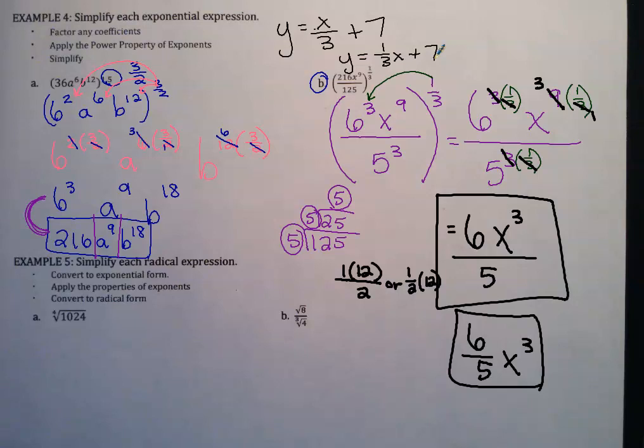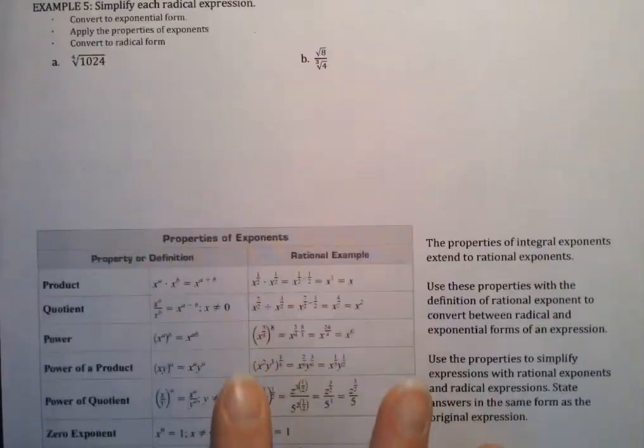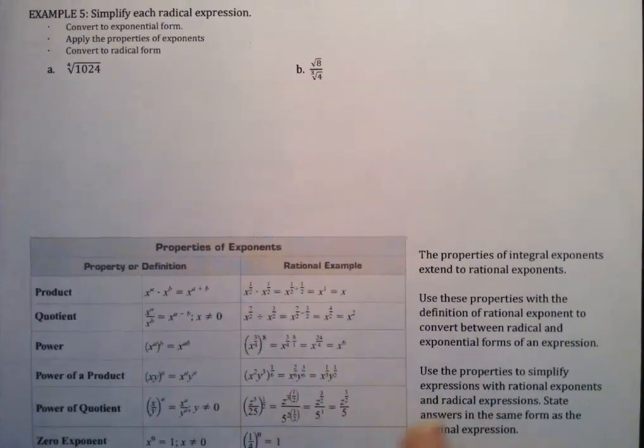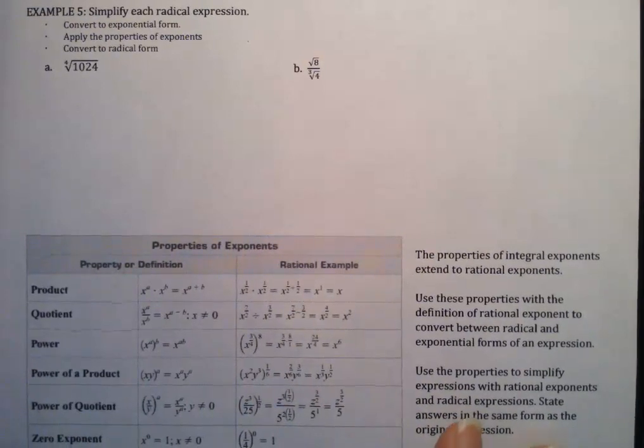Okay. All right, and so then let's go on to example 5. All right, so example 5, to simplify each radical expression. We're going to convert it to exponential form, apply the properties of exponents, and then convert it to radical form again. So this first one, we have the 4th root of 1024.